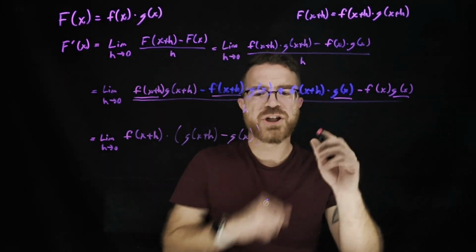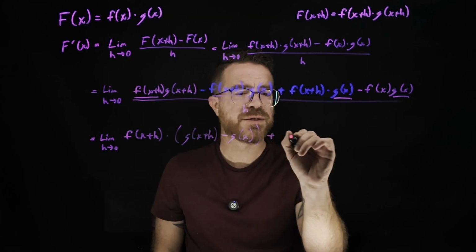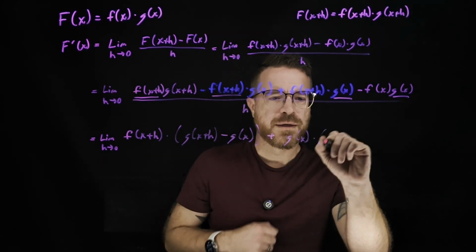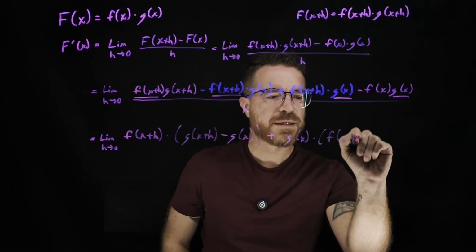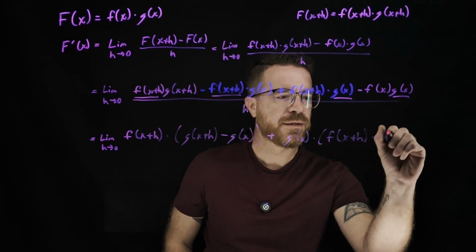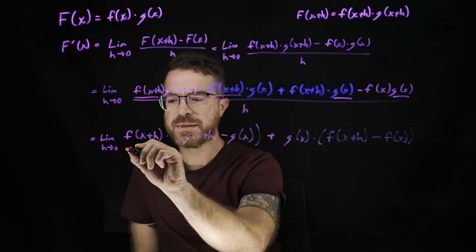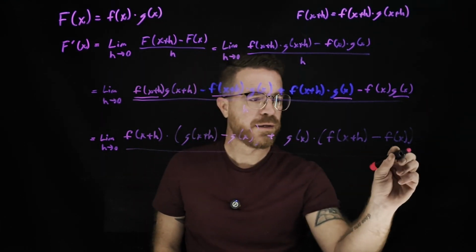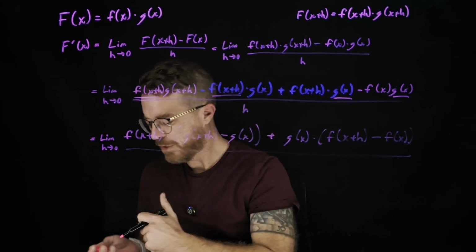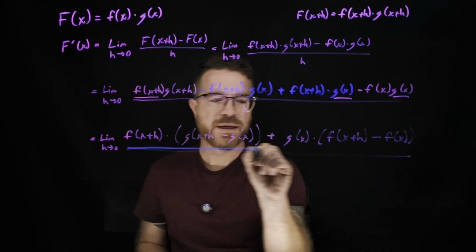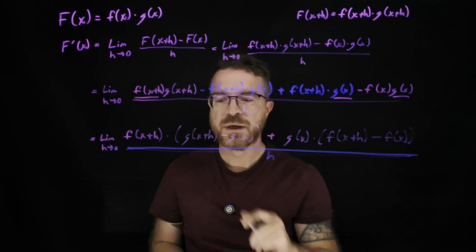Same thing here. I'm going to pull the g of x out. So this is going to be plus g of x times f of x plus h minus f of x. And this entire thing is still divided by h. Looks like my marker is dying, so I'm going to switch over to purple. So this whole thing is still divided by h.